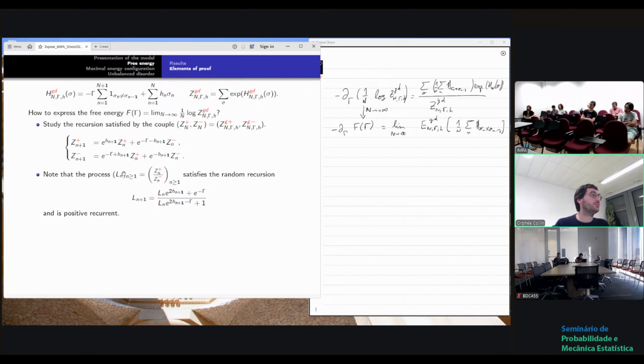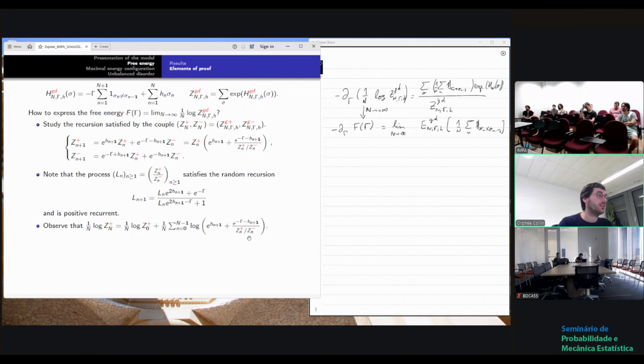In fact, if you consider the process ln, which is the ratio of zn plus over zn minus, so if you divide the first equation by the second, you obtain this random recursion. So ln plus 1 given ln is a Markov chain where the randomness comes from the sequence hn. And in fact, you can show that this Markov chain is positive recurrent. Now, if you rewrite the first equation here by factorizing by zn plus and take the log, you obtain an expression for the log of zn plus involving this sum, where now this ratio ln appears.